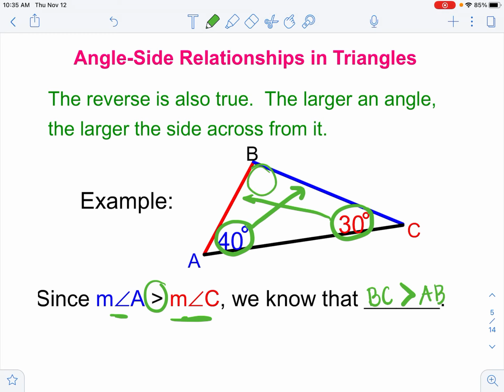Now, if I wanted to find this angle right here, remember I could do that using the triangle sum theorem. I could do 40 plus 30 is 70. 180 minus that is 110 degrees. So if you really want to know the biggest side, that's the one across from B, which is side AC.